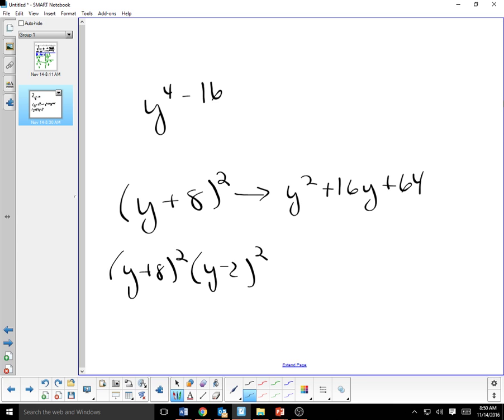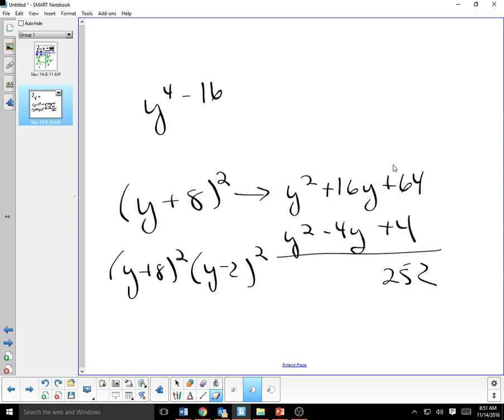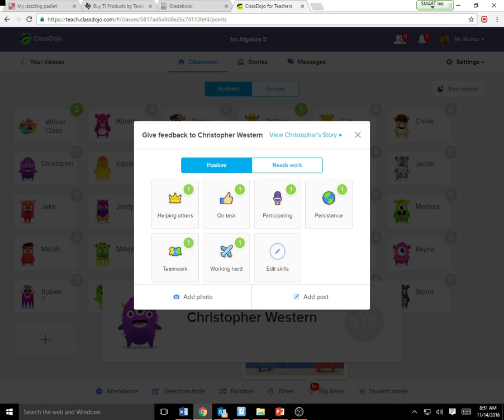That would get you to the fourth, but it would be a big... Before I even say anything, this is going to become y squared minus 4y plus 4, and then I have to multiply that out. So 4 times 64 is 252. Okay, that was a good attempt. Thank you, Christopher Corbin.